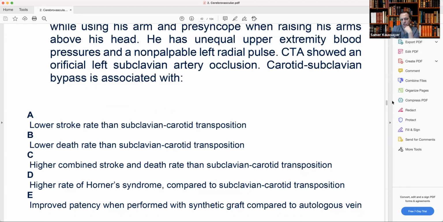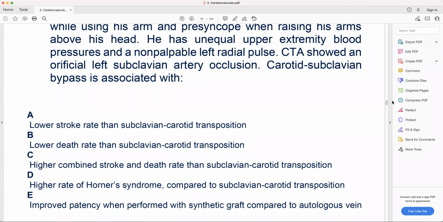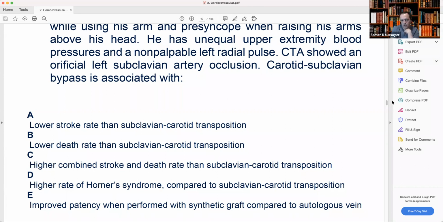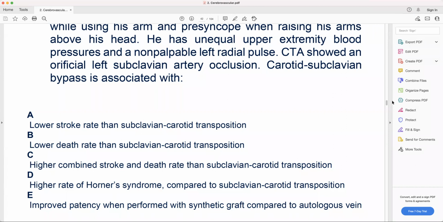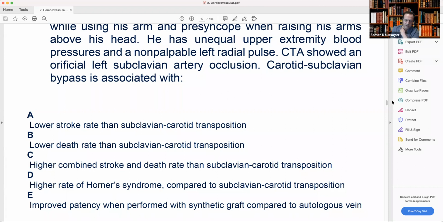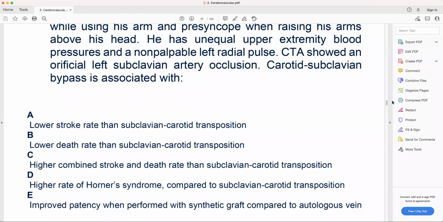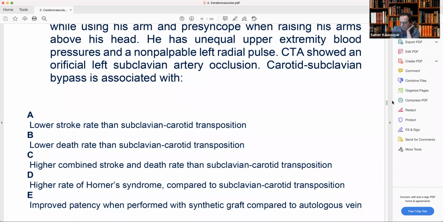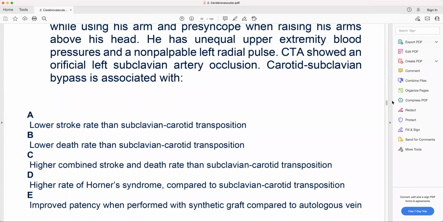Horner syndrome happens from injury to what? The T1 sympathetic chain, right? Which one do you need to dissect more, the transposition or the bypass? The transposition. So really, transposition has a higher rate of Horner syndrome than the bypass, not the opposite. So this statement is wrong.